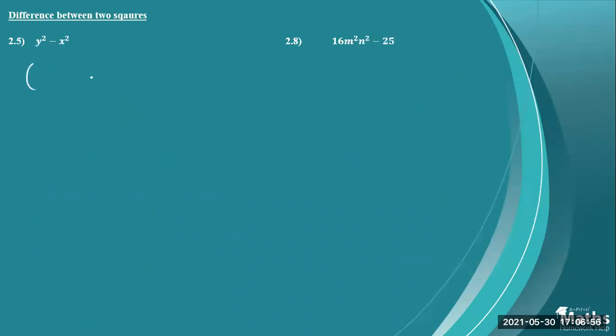This one, open up the two brackets. So it's a plus and a minus. Y squared, so 1y there, 1y there. This is an x squared, so 1x there and 1x there. This one, 16, you can break up into 4 squared.